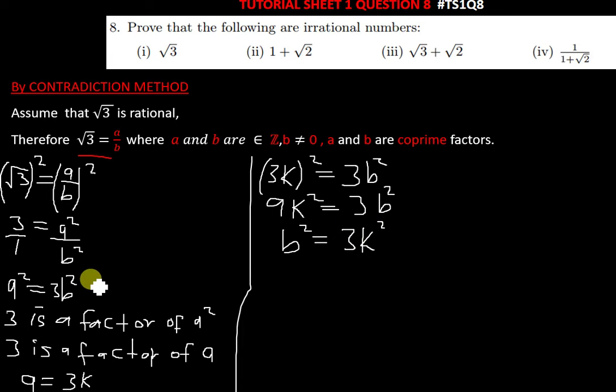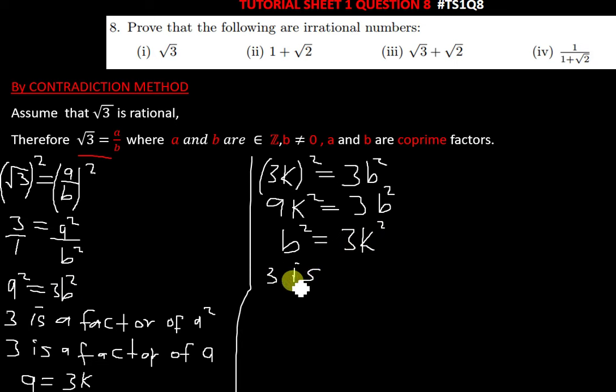So we've gone back to the same expression, which looks like this. So this implies that 3 again is a factor of b squared, and then this 3 again is also a factor of b. So now from our assumption here, if you check properly, we said a and b should be co-prime factors.